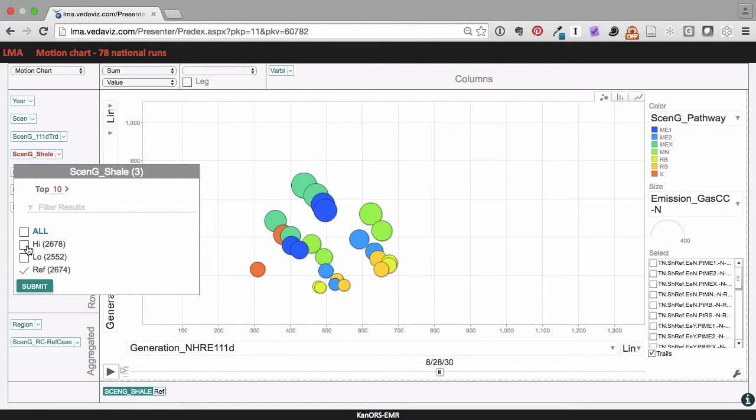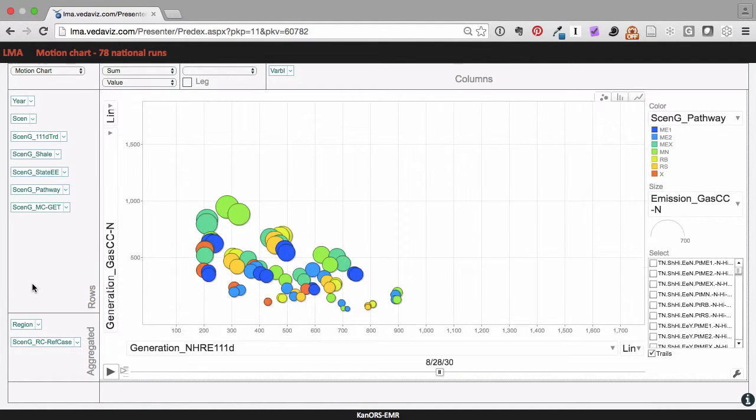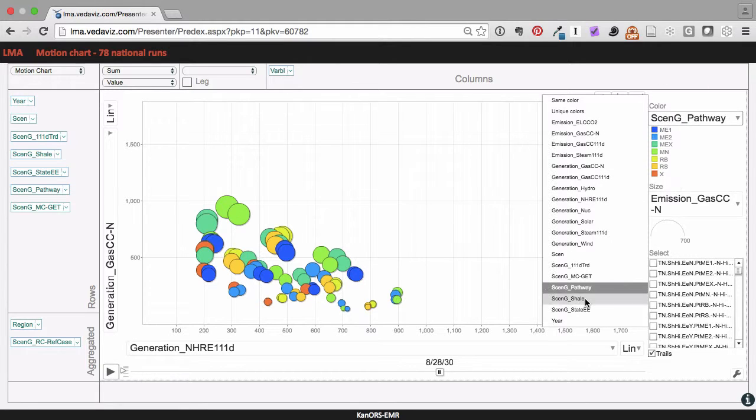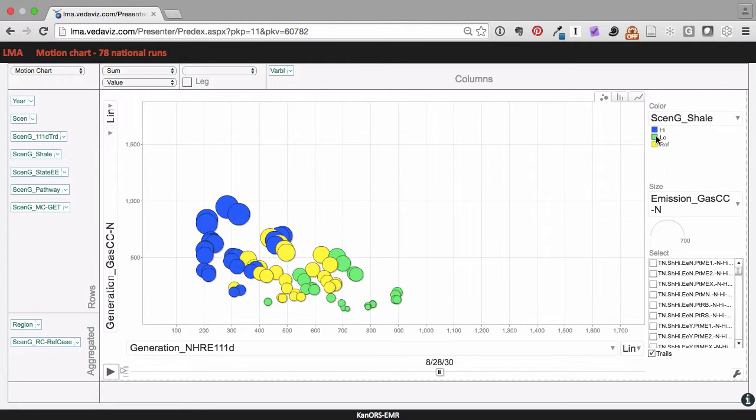And if I add back in all of the different shale levels, we can see that that pattern roughly persists across the various gas resource cases. Now if I color by gas resource, then we see that when gas prices are highest, we have the greatest amount of new renewables and the least amount of new gas, and vice versa.